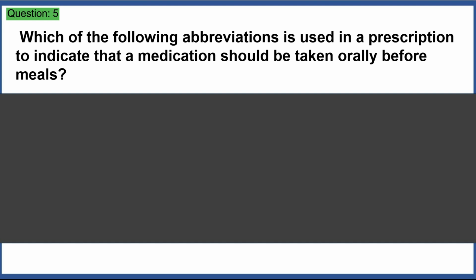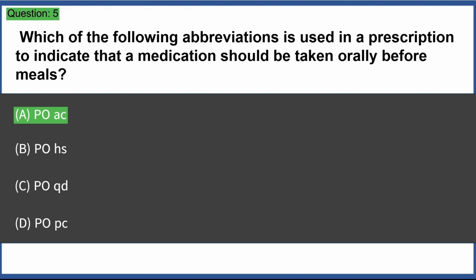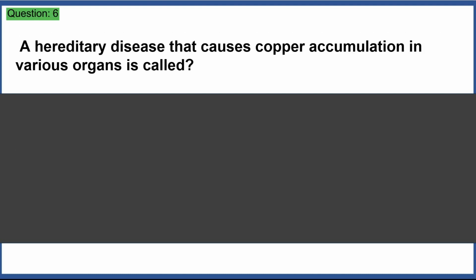Which of the following abbreviations is used in a prescription to indicate that a medication should be taken orally before meals? A. POAC, B. POHS, C. POQD, D. POPC. Answer: A. POAC.